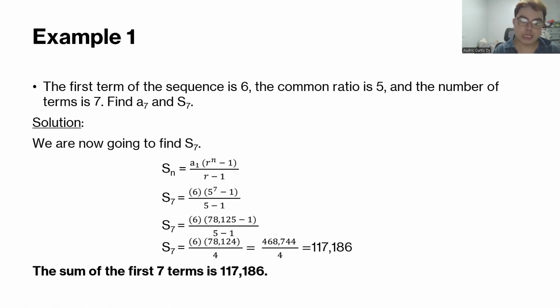So, I will explain this in Tagalog. What I did here is I substituted what is given. Then, I simplified first the exponent, which is 7. So I simplified based on the exponent. 5 raised to the power of 7 is 78,125. Then, I subtracted 1. That's why it's 78,124. What I did first was parentheses, before multiplication, division, addition, subtraction. So, 78,124 times 6, which is 468,744, then divided by 4. That's why our answer is 117,186.